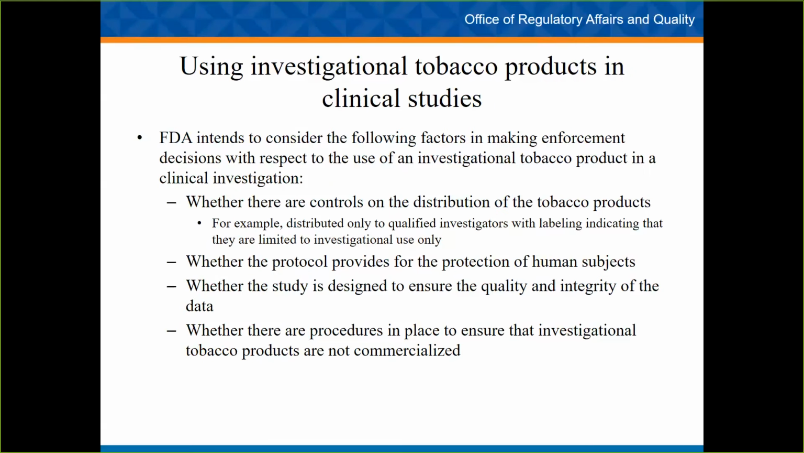So this is just a repeat of the slide I showed you before. Once you have your ITP together, you want to make sure that it covers at least these four points that the FDA considers when they review these: making sure that the tobacco product doesn't get into the wrong hands, you're protecting your subjects, you're ensuring the quality and integrity of your data, and your product's not being commercialized.